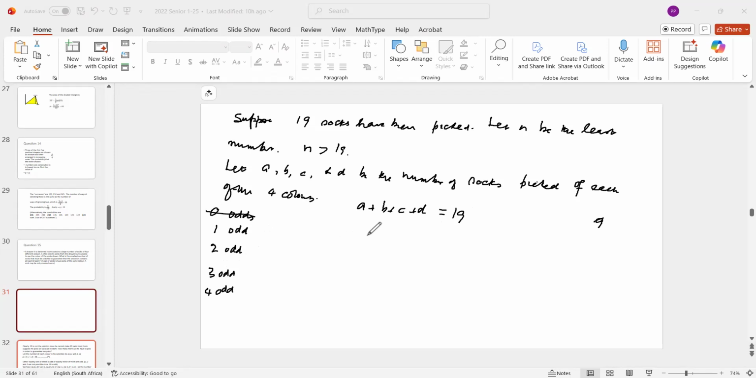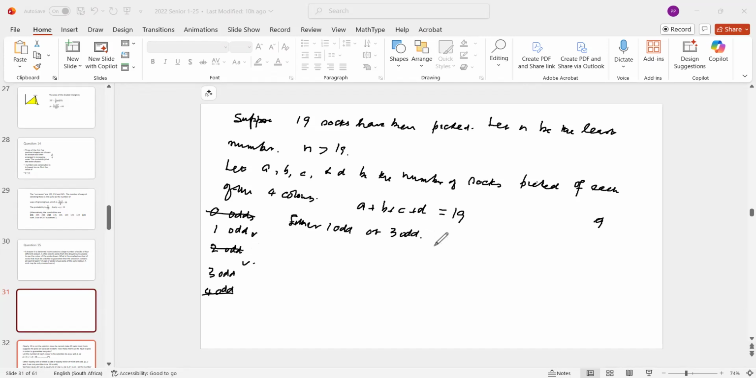In fact, you can't have 2 odds because then the other 2 will have to be evens, and 2 odds will add up to an even. So you'll have even plus even plus even. So you can't have 2 odds, or 4 odds. 4 odds also will give you an even number. So you see, just from this equation, you can make this logical conclusion that there is either 1 odd or 3 odds. These are the only possibilities.